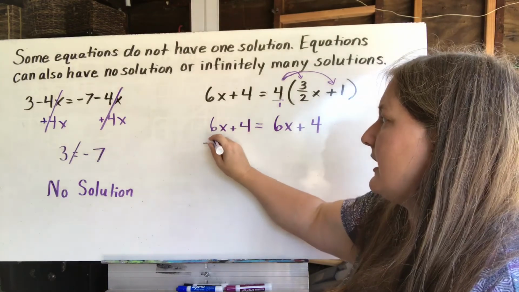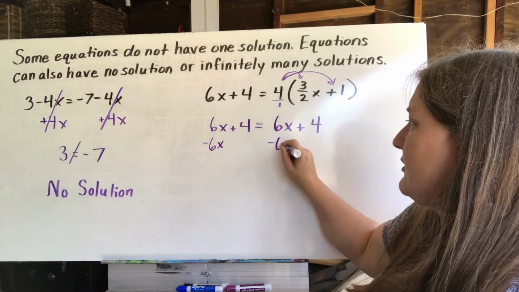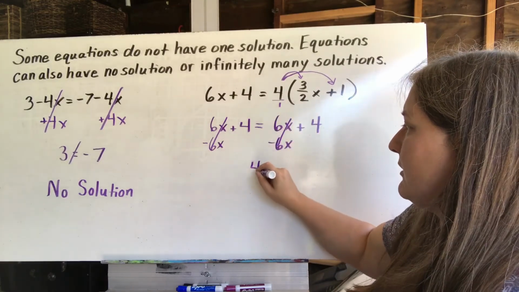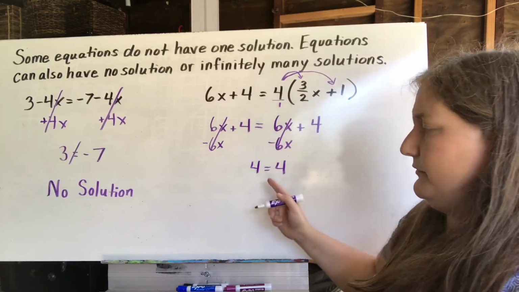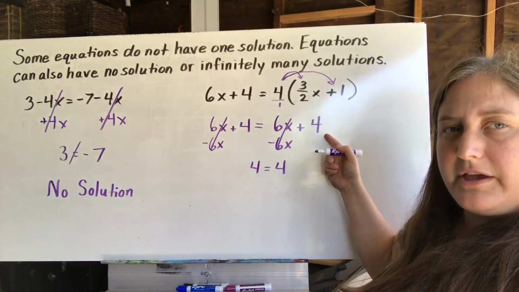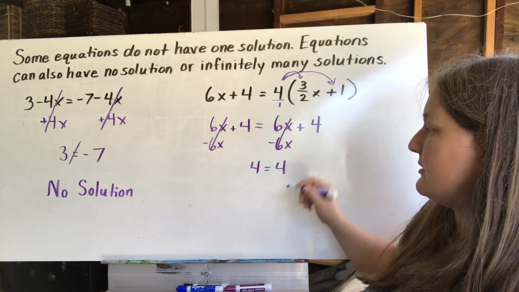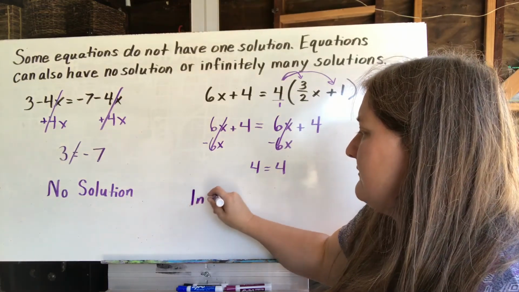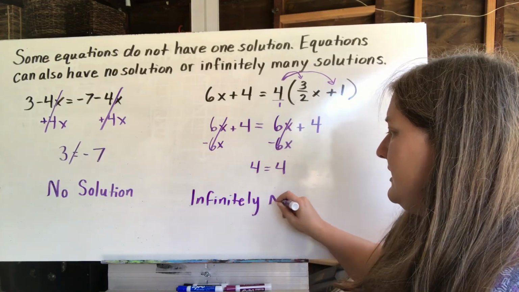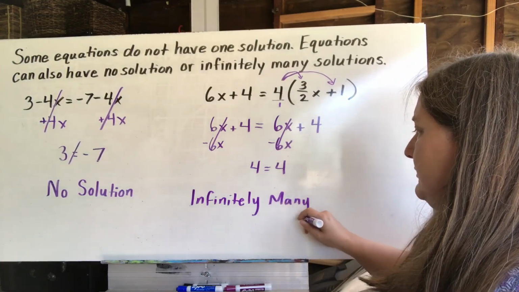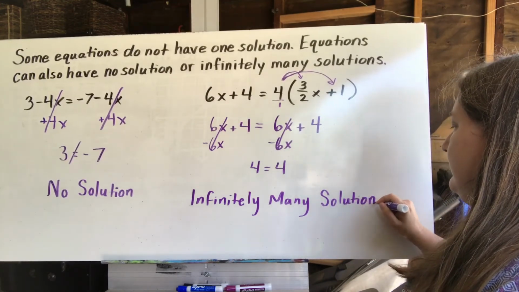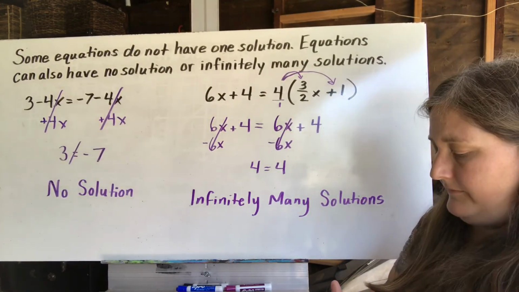I can keep going and subtract 6x here to try to get my variable terms on the same side, but they're both going to cancel out, and I'm going to get 4 equals 4, which is a true statement. But going back to here, when they're exactly the same, anything I put in for x is going to make them both equal. So this one has infinitely many solutions. Anything will work in here that is a real number. So lots and lots of solutions.